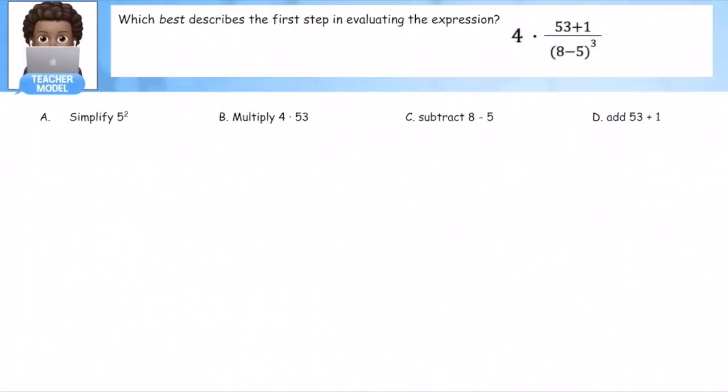We're going to use raise for this since it's multiple choice. Which best describes the first step in evaluating the expression? So we have 4 times, and I read from top to bottom, 53 plus 1 divided by 8 minus 5 to the third power. So there's a lot happening here. And we just want to know what is the first step.